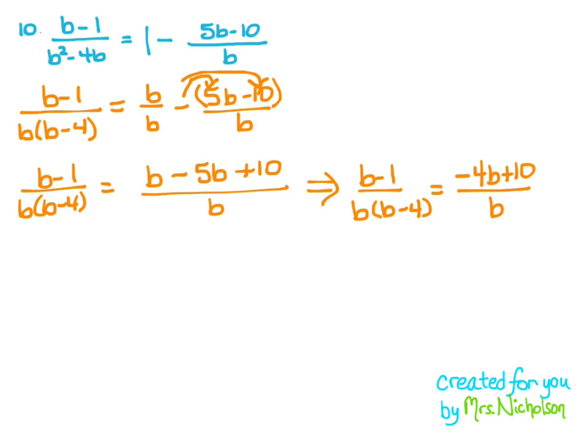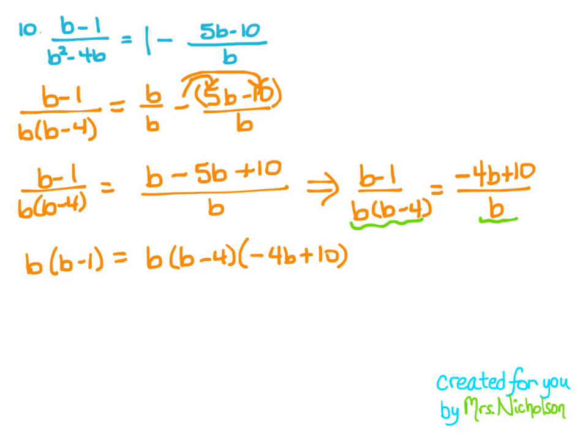Okay, so now that I've got a rational expression on both sides, we can multiply our denominators to the other side. So I can take b times b minus 4 and multiply it over to the right side. And then I can take b and multiply it over to the left side. So we're going to do that. B times b minus 1 is equal to b times b minus 4 times negative 4b plus 10. So I've just multiplied my denominators.